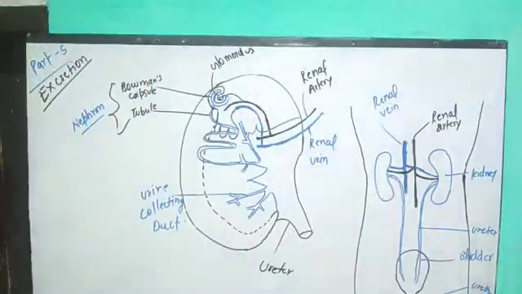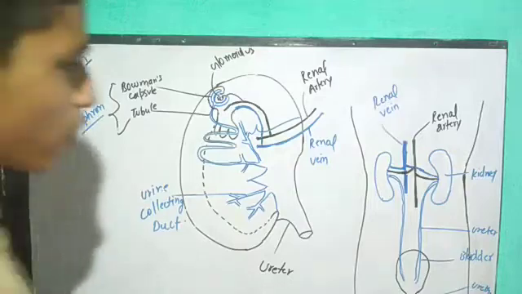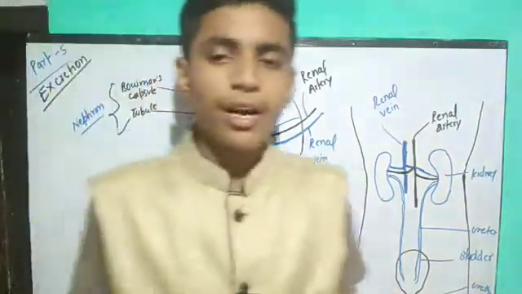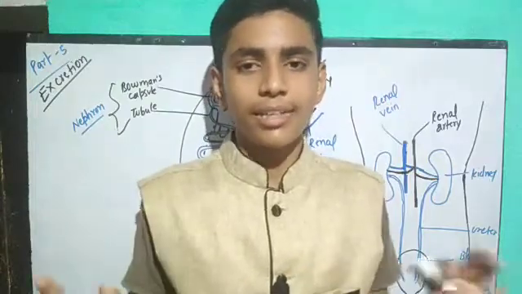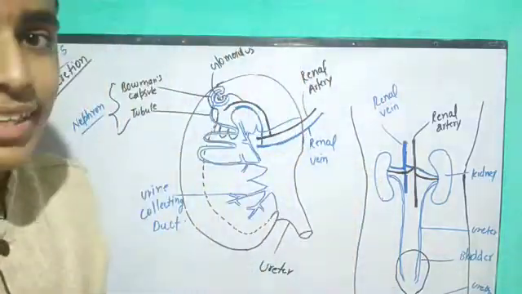So guys, from here we are going to see excretion in animals. There are so many animals, we can't go through only human beings or cow or donkey, because a lot of animals and organisms are there. So first we are going to see excretion in amoeba.